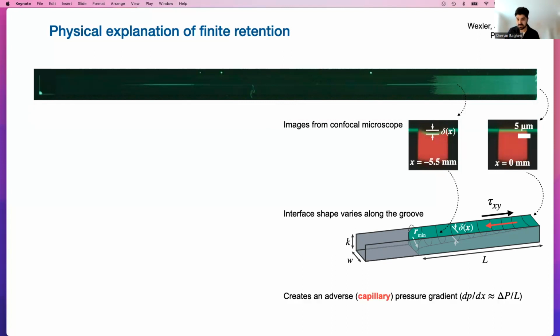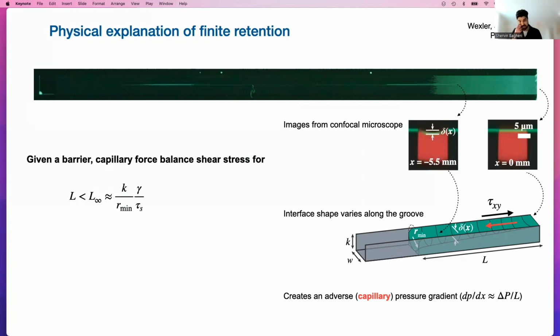Because of this change of the interface shape, you also have a Laplace pressure, right? So you will have a change of the Laplace pressure in the streamwise direction. So you have a pressure gradient, an adverse capillary pressure gradient, which can resist the shear stress, right? So you have a balance here between capillary force and the viscous shear stress.